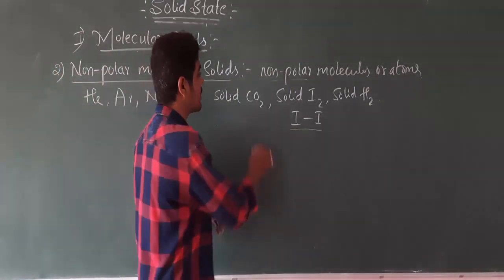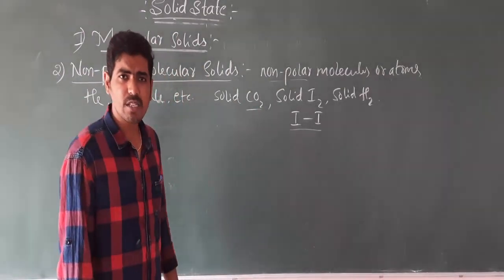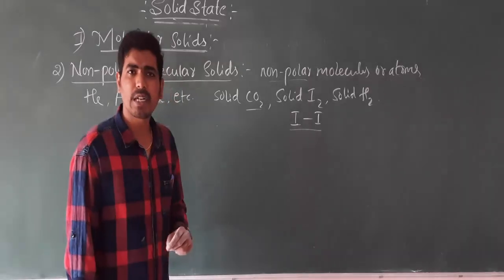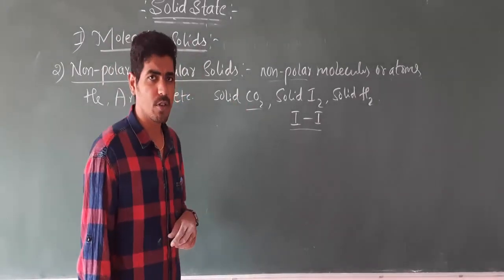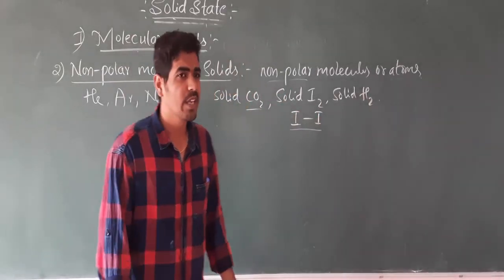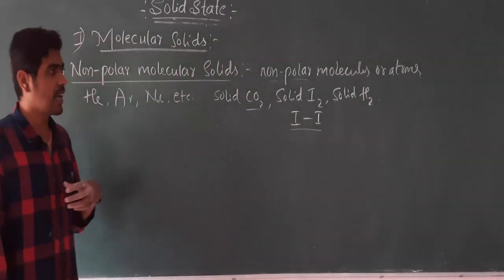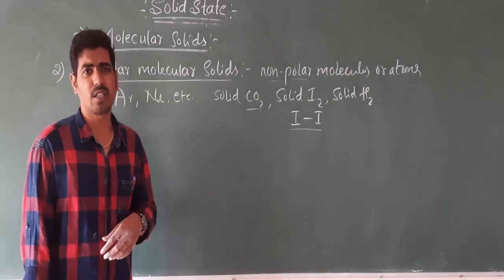So here the CO2 is made up of two different atoms, but its net dipole moment will be 0, and hence it is a non-polar molecule. So solid CO2, solid I2, solid H2, helium atom, all these are examples of non-polar molecular solids.